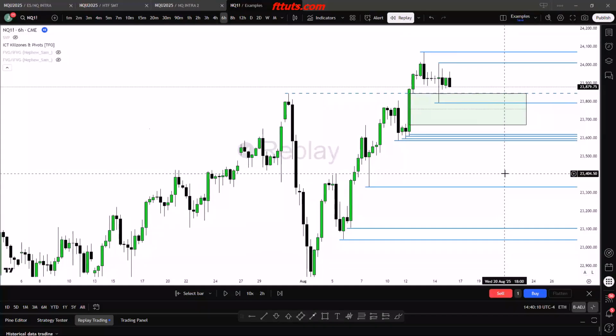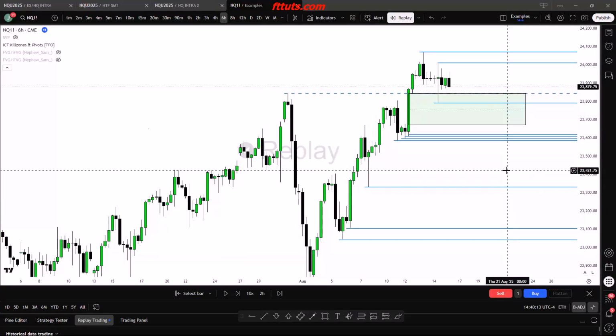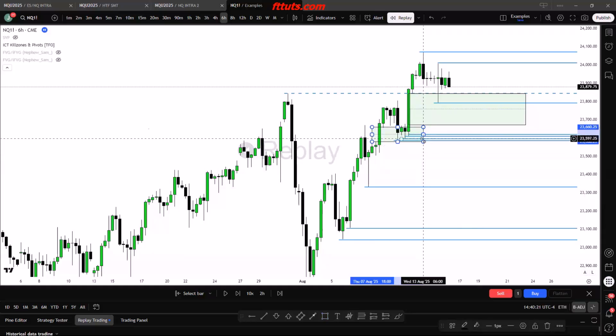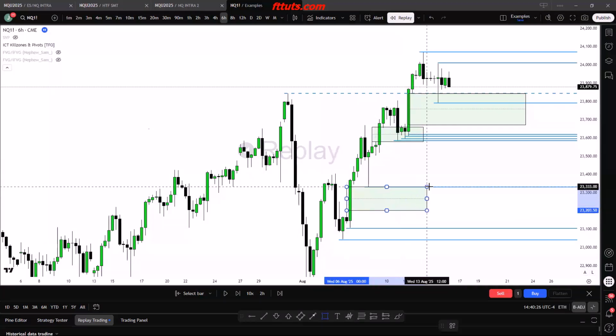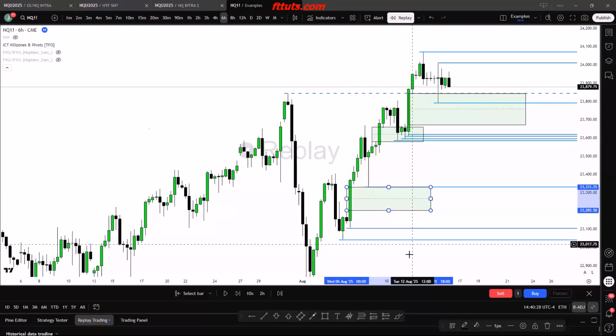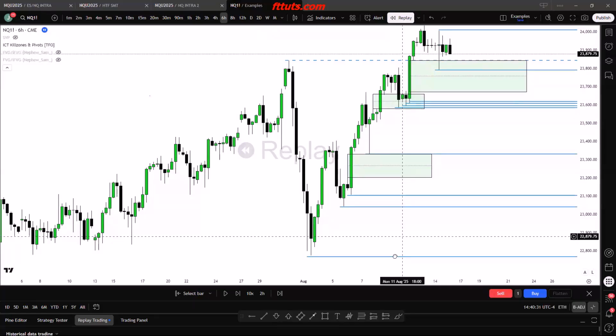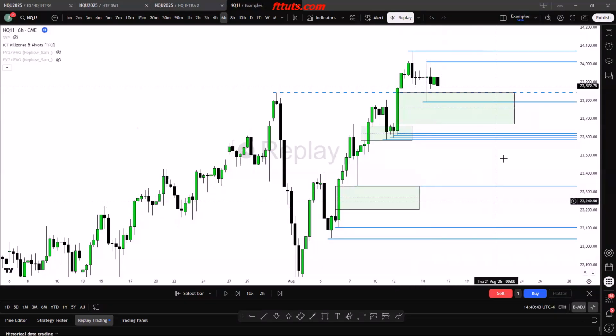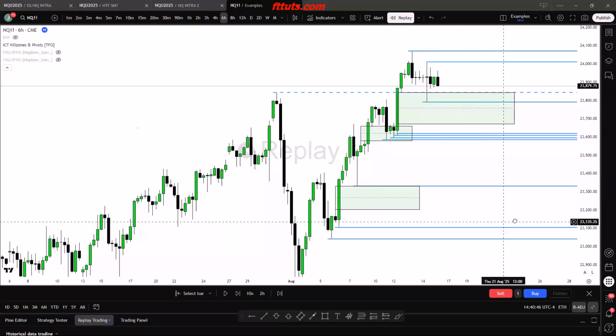Okay. So then I say to myself, if these get taken out as well, and we inverse this fair value gap, then I can target here. And if I inverse that fair value gap, I can target here. If I bounce from these fair value gaps, I can turn around and target these. If I bounce from here, I can then target highs left on the way down.